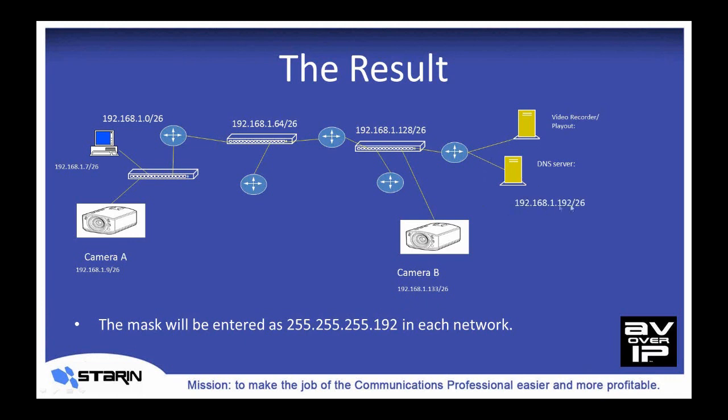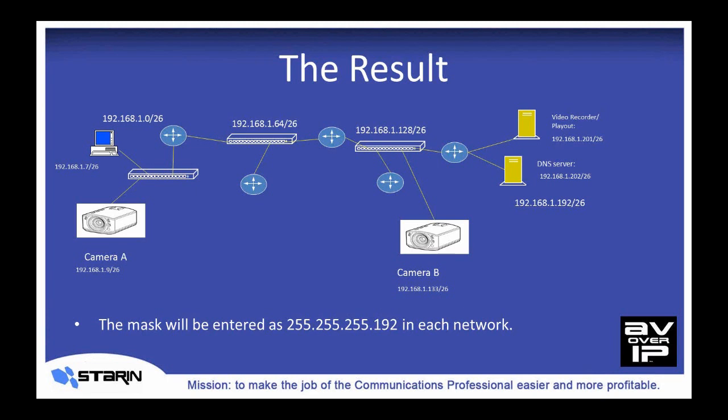Finally, this would be the range that starts with 192.168.1.192, and we can pick values from that 192 up to 255. Put 201 on this video recorder, and put 202 on this DNS server.